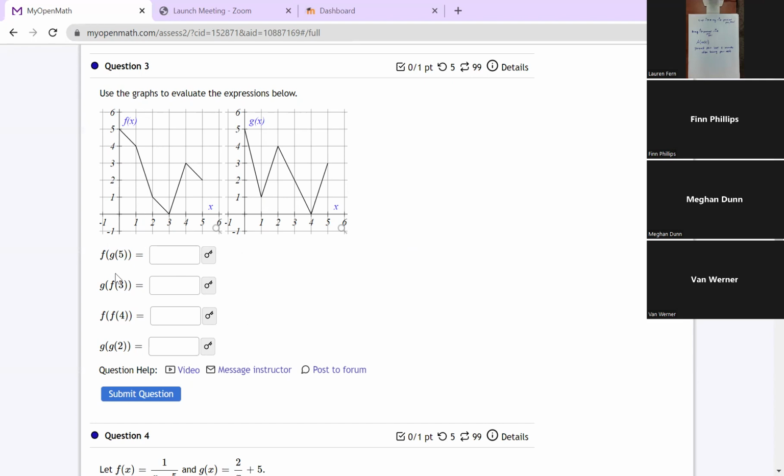Okay, let's start with this one. We want to start with F of G of 5. Where do we start here? What do we want to find? G of 5. This says, do you know how to read a graph? Well, what is G of 5? You go over to your function G. Here's my input of 5. What comes out? 3. So you replace the G of 5 with 3. Can I find F of 3? What is it? Well, here's X equals 3. What's my function value? It's 0.